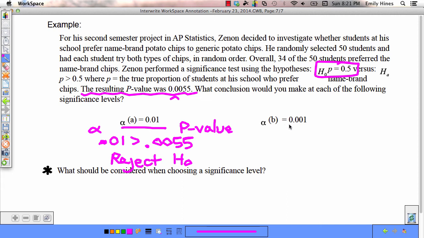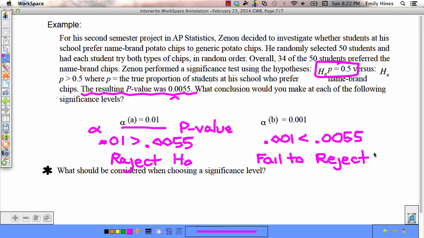However, if I look at this alpha level, 0.001 is less than 0.0055, which means I fail to reject the null, which just means I do not have convincing evidence to say that more than half of the students prefer name brand chips.